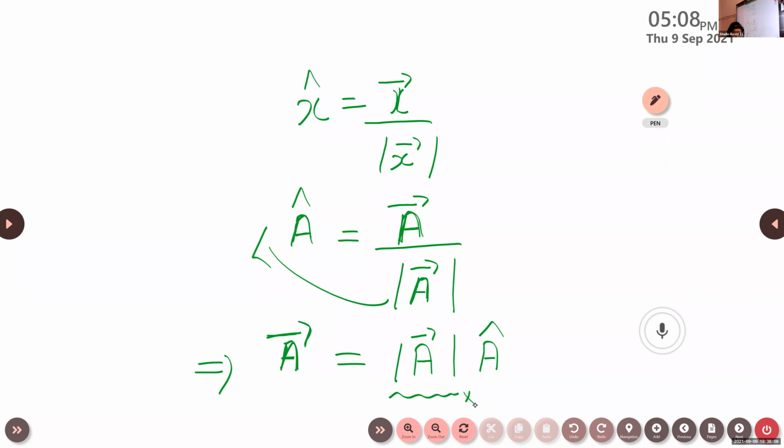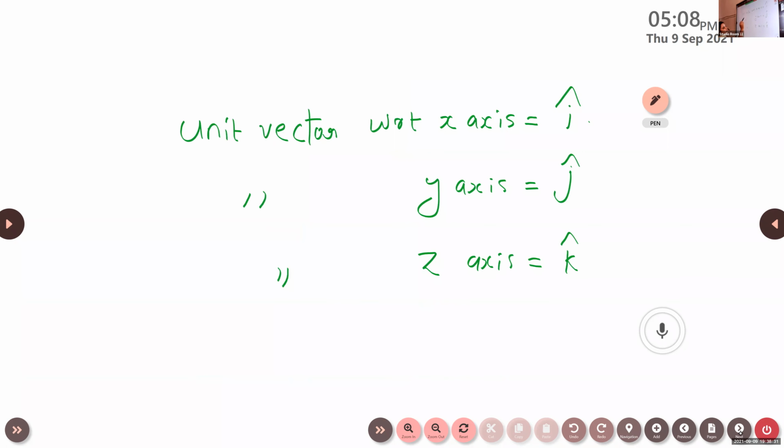Here we have two vectors: the vector component along the horizontal axis and the vector component along the vertical axis. So here we are going to represent the vector A in terms of vector components and scalar components. Suppose the unit vector along the x-axis is i cap, along the y-axis is j cap, along the z-axis is k cap.